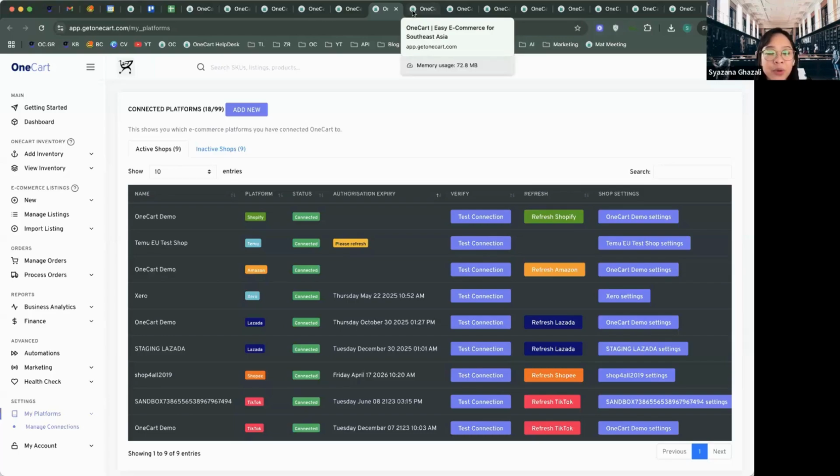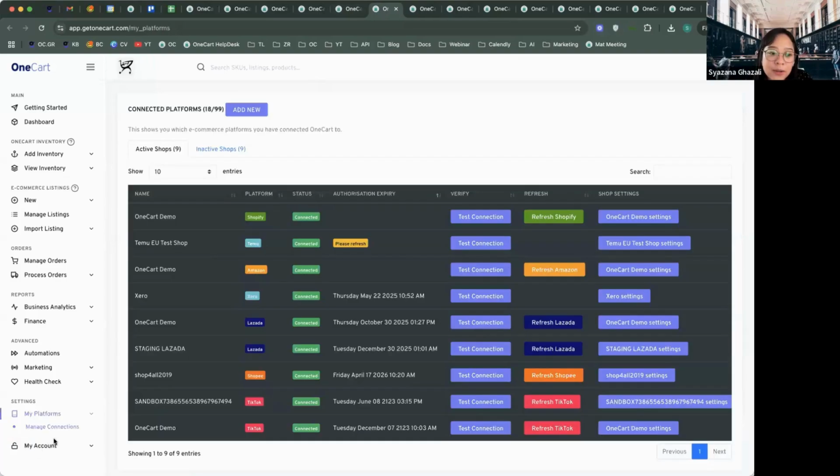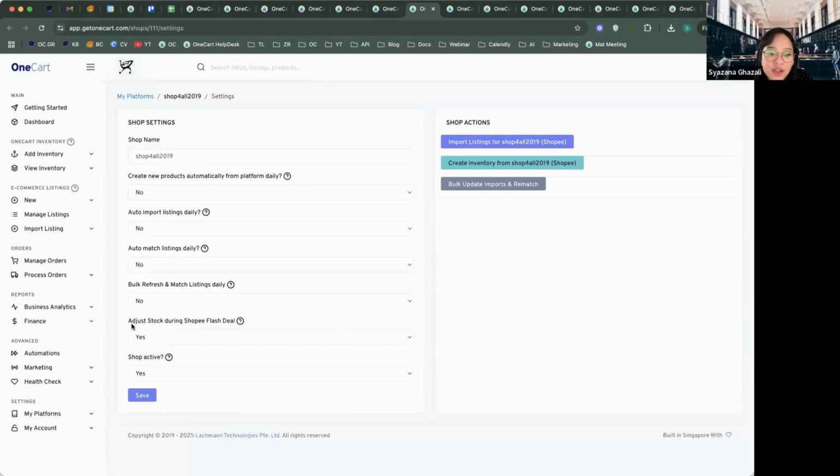I think I can manage this on my own, because the promotions I submit usually have very few SKUs, probably just 5, sometimes only 2. So I will just manage this on my own. If you want that, go under settings, my platform, manage connections, then Shopee settings, your shop settings for Shopee, and you will see that you are able to adjust this. Do you allow OneCart to adjust stock during Shopee flash deal? You can say yes or no.